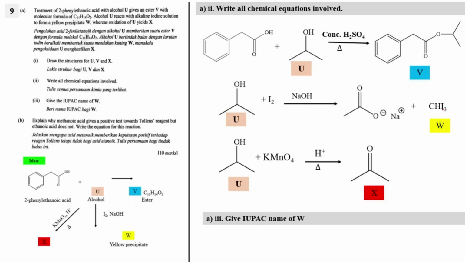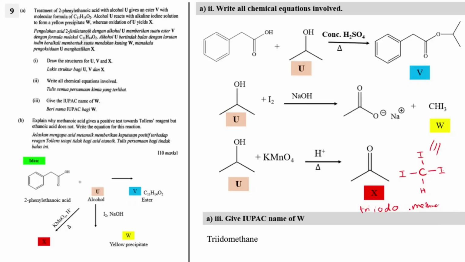So the IUPAC name of W is triiodomethane. So if you were to expand the structure, you're going to have it like this. Okay, so it is a methane because it has 1 carbon, and then it's going to have 3 iodine. So it's going to be tri because it has 3, and then we're going to have iodo, and then methane because it's referring to the alkane of methane. So it's going to be triiodomethane.